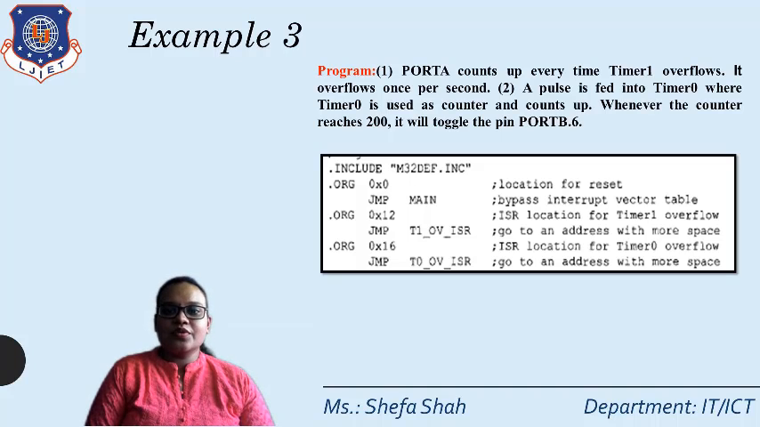Right? Timer 1 will check whether port A is counting to maximum, and when it overflows, it will show the TOIE1 flag, that will be overflow. And timer 0 will continue counting up to 200, and whenever it reaches 200, it will toggle the port B 6th bit. So again we have initialized all the values depending on our timers. Timer 1, that is 0x12, and timer 0, that is 0x16.